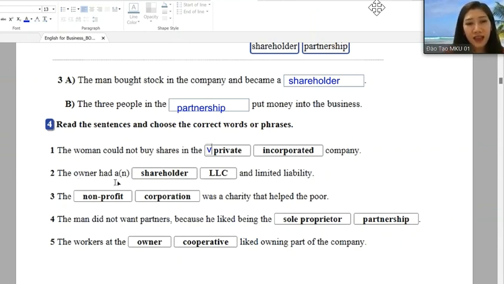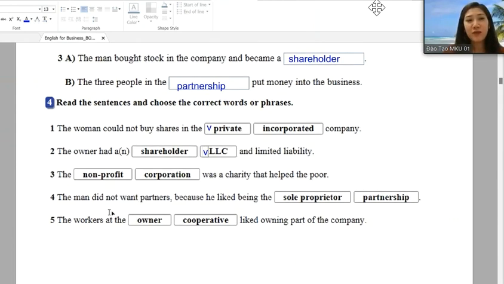The owner had LLC and limited liability, or the owner had shareholder and limited liability. Will you choose shareholder? If you choose the word shareholder, how can you understand this sentence? Is it truthful in the meaning? Yes, so we have to choose the answer LLC, not shareholder.